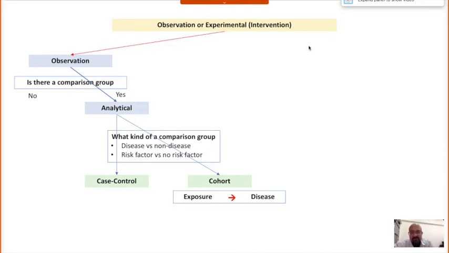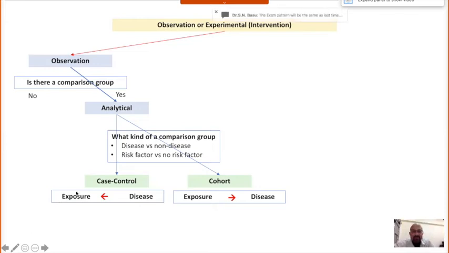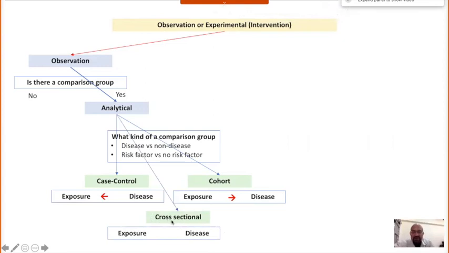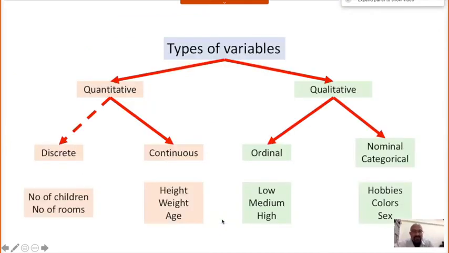If the allocation is based on the disease, whether it was disease versus non-disease, then it becomes a case control study, and you're trying to figure out how much exposure there was in the diseased and how much in the non-diseased. Then it becomes a case control study. And if both disease and exposure have already happened, and you are studying them at the same time, then it becomes a cross-sectional study. That's as much for the study designs.